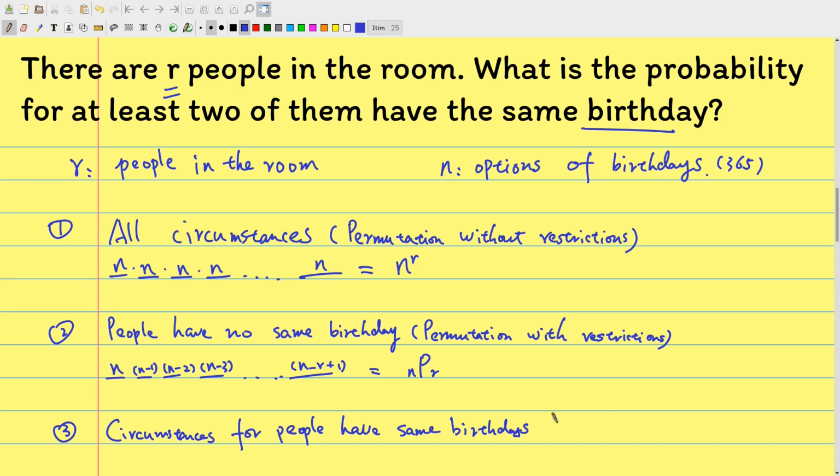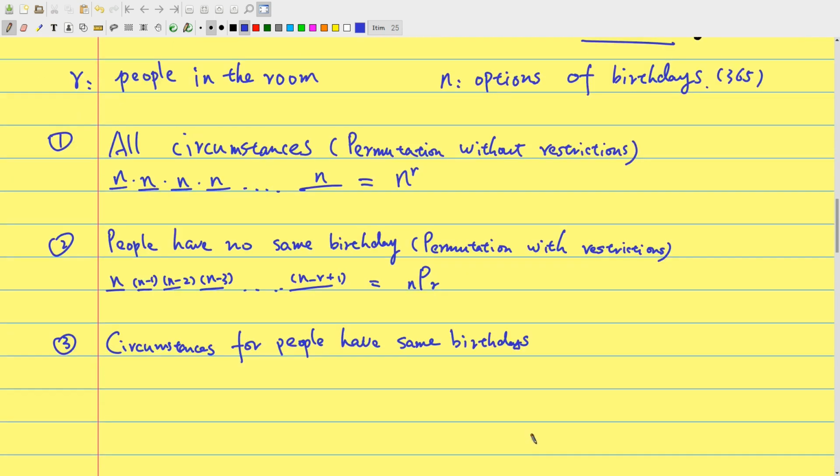It may be 2 people have the same birthday, it may be 3 people, maybe 4 people, but in any circumstance, it's just calculated like this. All circumstances is 1, and having no same birthday is 2. The difference should be the circumstances of people having the same birthday. It should be 1, which is n^r, minus n permute r. So this difference is the number of circumstances for people having the same birthdays.